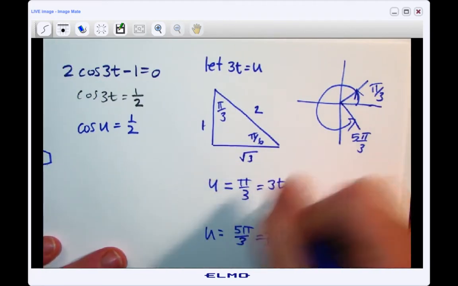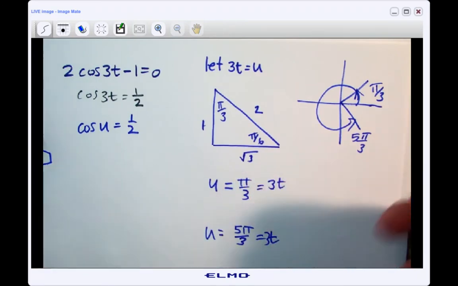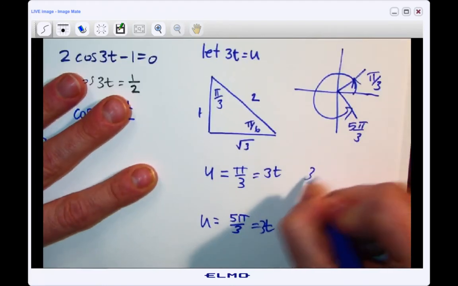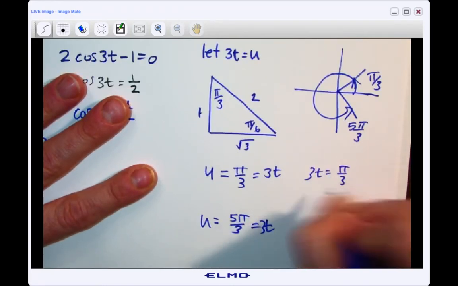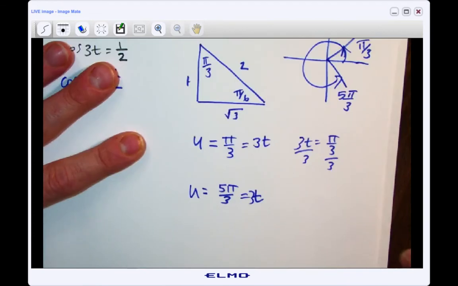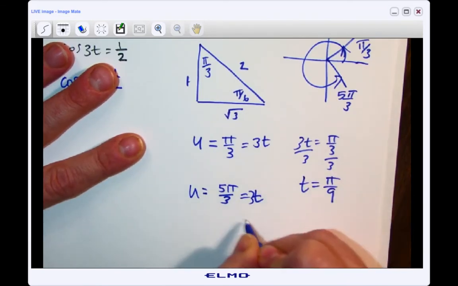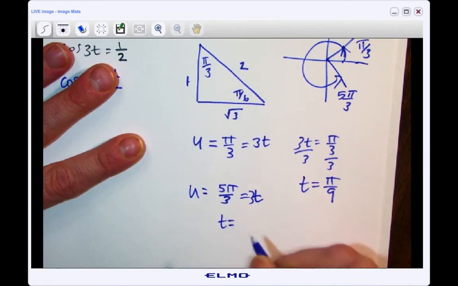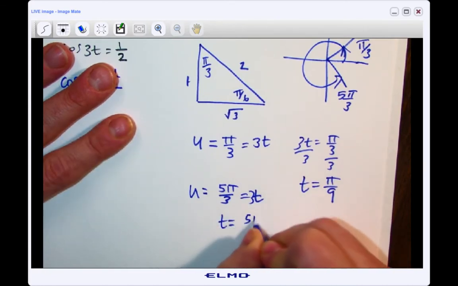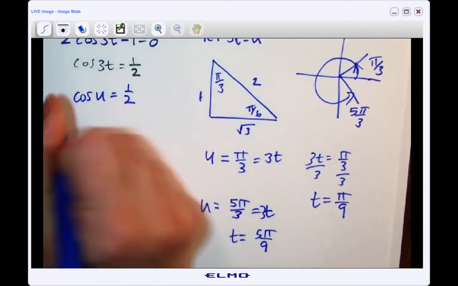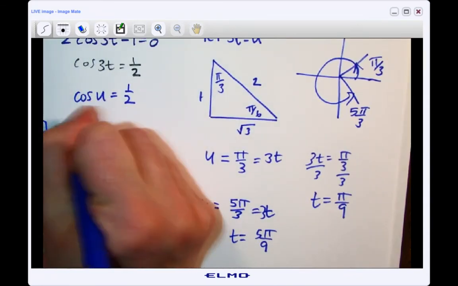So how will I take care of this situation? Well, I'm going to divide both sides by 3. I should have done it over here because it's kind of hard now. So of course, this is going to be t is equal to pi over 9. And this one, when I divide both sides by 3, I'm going to have 5 pi over 9. So these are my two angles that I'm going to start with.